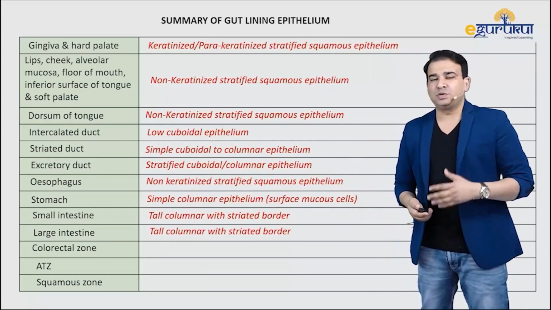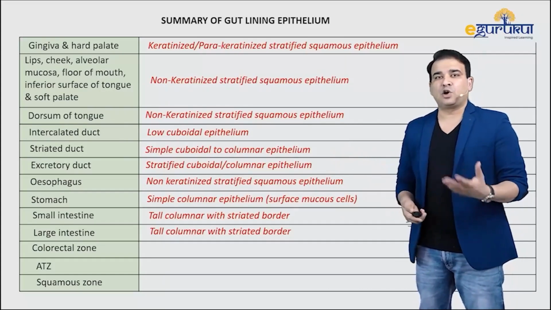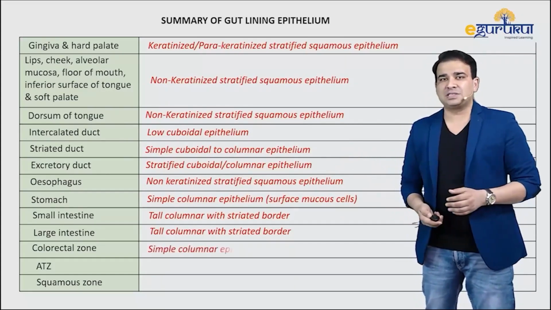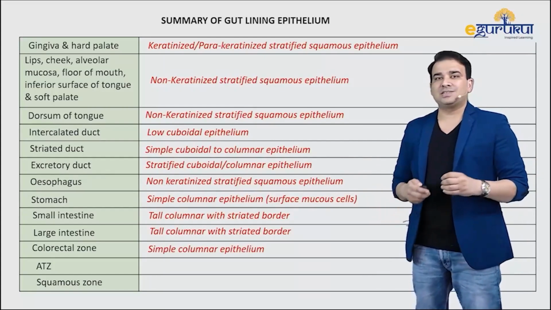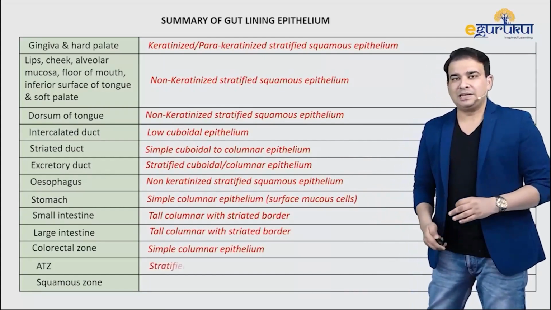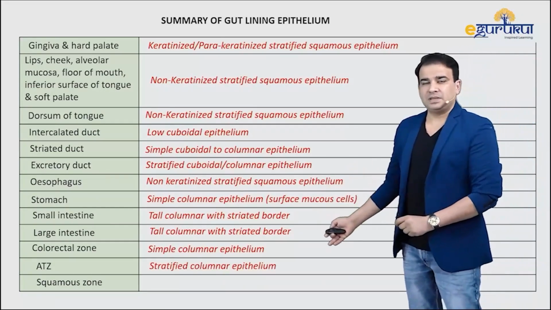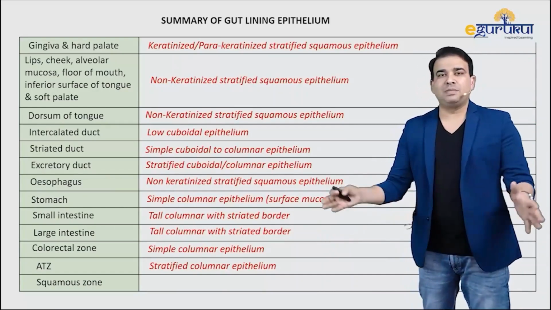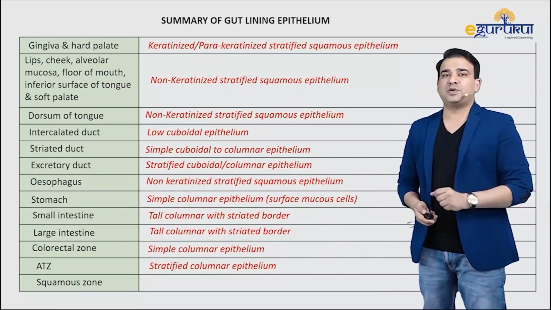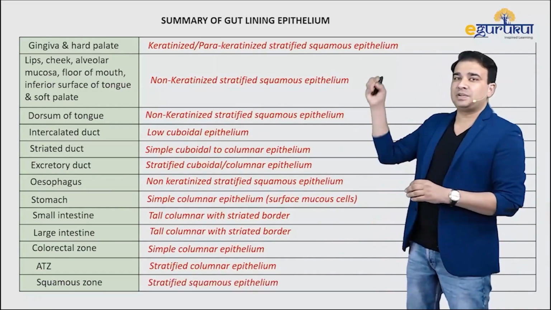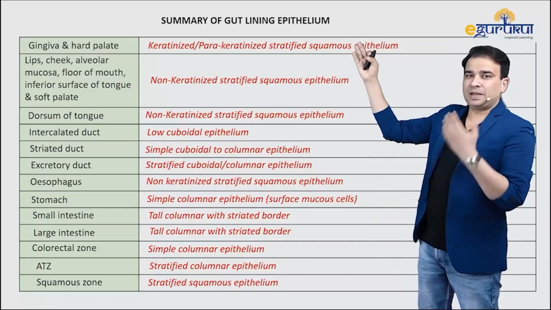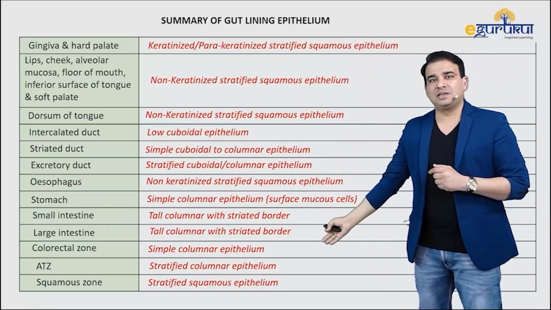The colorectal zone is again having the same epithelium of tall columnar cells, just like the large intestine. The ATZ has a stratified columnar epithelium. And finally, the squamous zone, which is going and meeting with the perianal skin, has stratified squamous epithelium. We started with stratified squamous in the beginning and we end with stratified squamous epithelium at the end.